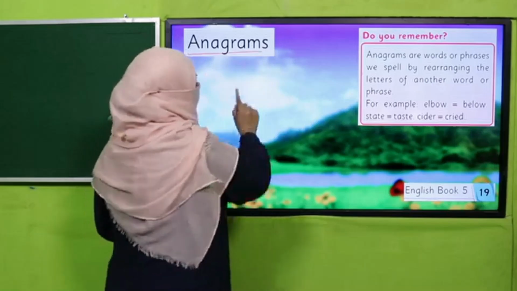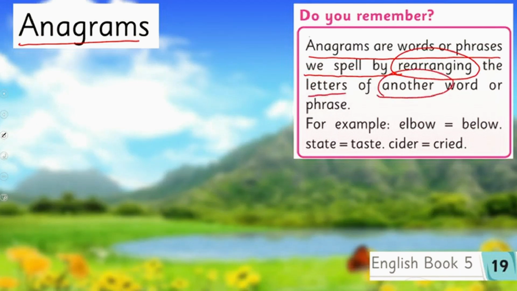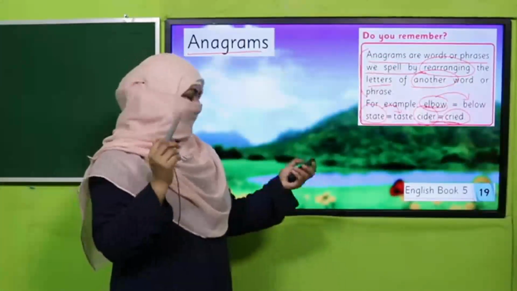It's anagrams. What are anagrams? Anagrams are words or phrases we spell by rearranging the letters of another word. So we rearrange the letters of a word and make a new word, basically. For example, elbow: when we rearrange it, we can make below. State, taste. Cider, cried. So this is how, when the arrangement of the same letters is changed, we make a new word. Interesting, isn't it? Yes, it is.